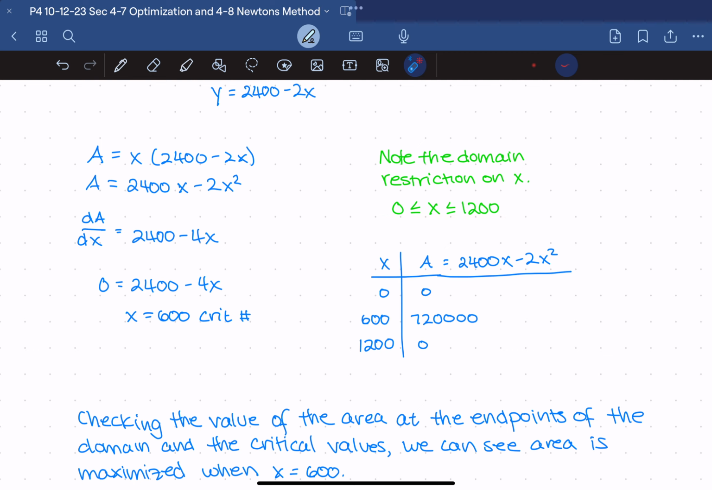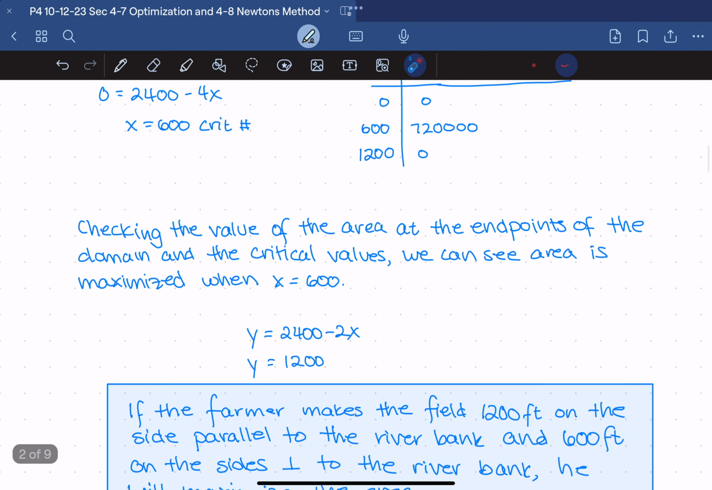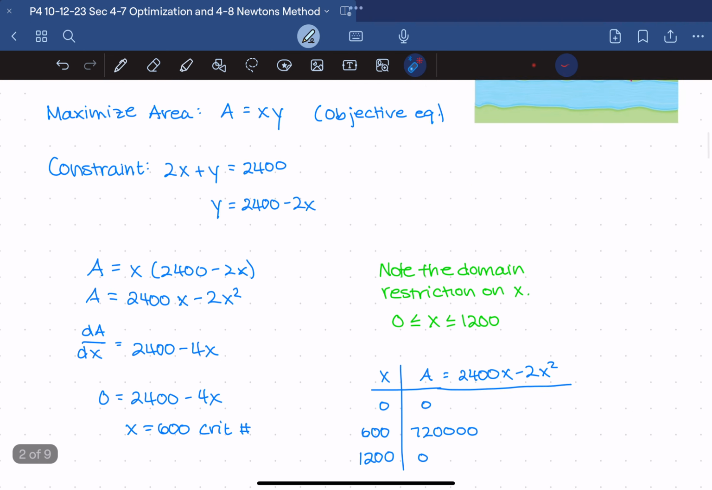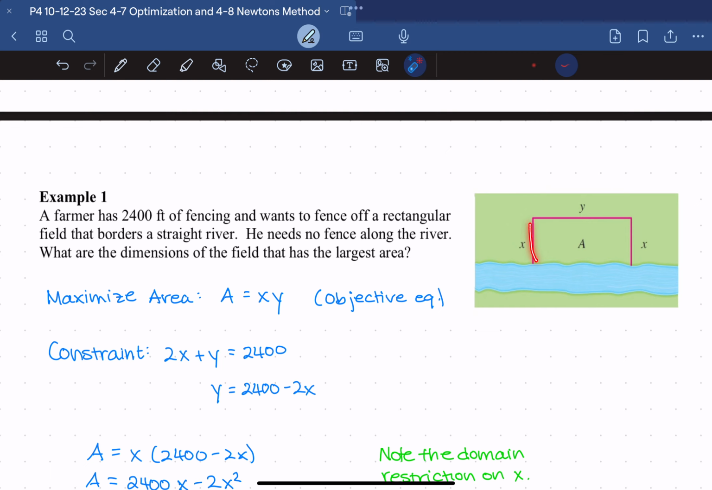We'll look at a second example, how you justify an absolute max versus a relative max when you don't have endpoints. But this just pretty much says what we were just talking about up there. I need to find a value for y. And be careful about just putting your answer as a 600 by 1,200 foot field, because you need to specify the lengths that are perpendicular to the river and the length that's parallel. So make sure you know which one's which.